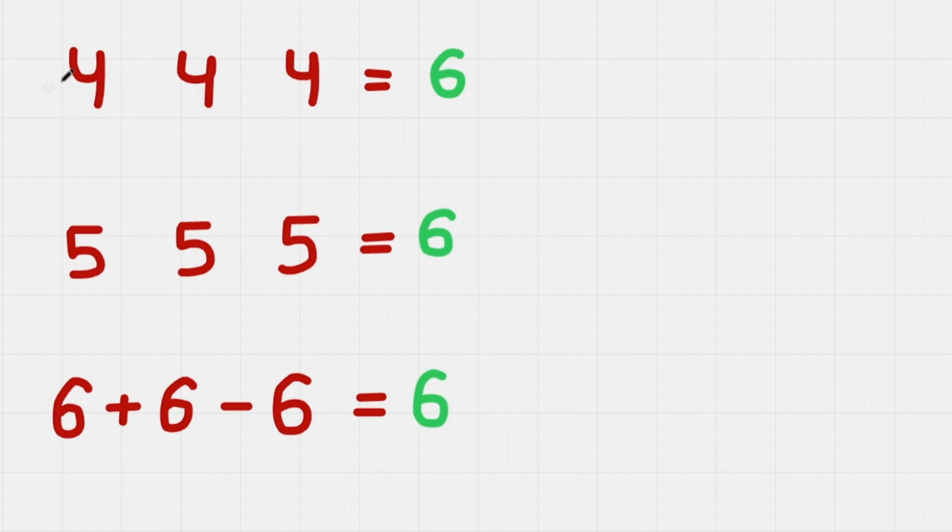We can add something to 4 and we need to turn these 2 4s into 2, because 2 plus 4 is 6. However, how can we do this? For example, we can divide this 4 by 2, or we can subtract 2.